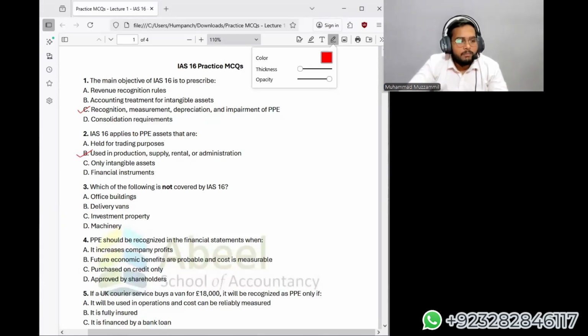MCQ number 3. Which of the following is not covered by IAS 16? Is it office building? Is it delivery vans? Is it investment property or machinery? Another easy MCQ. Obviously, it is investment property. Why? Because we have another standard for it. We have IAS 40, which is for investment properties. That is why it is not covered under IAS 16.